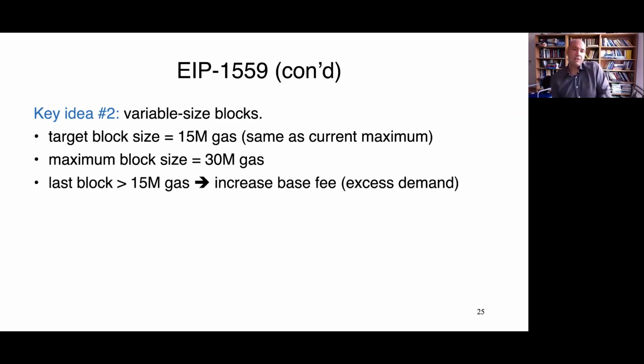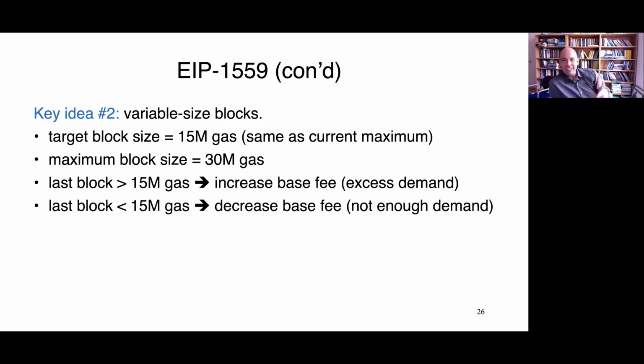And now what I want you to notice is, with this change, we actually can now have a reliable on-chain signal of whether the reserve price, whether the base fee, is too high or too low. If the last block was bigger than the target, so bigger than 15 million, could have been as big as 30, but if it was bigger than 15 million, that's more than we want. So I guess we better increase the reserve price to reduce demand at that price. Alternatively, if the last block is too small, that means our reserve price appears to be too high. So we should decrease it.